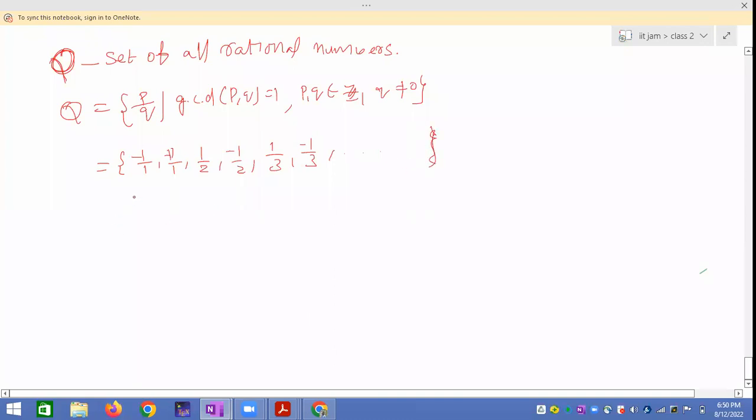And in the next step, 2 by 1, -2 by 1, 2 by 2, -2 by 2, 2 by 3, -2 by 3, like this. If I write like this, you will cover all the elements in the set. Suppose this is like A1, this is like A2. All of these are countable. If I take the union of these, it is always countable. You can see.